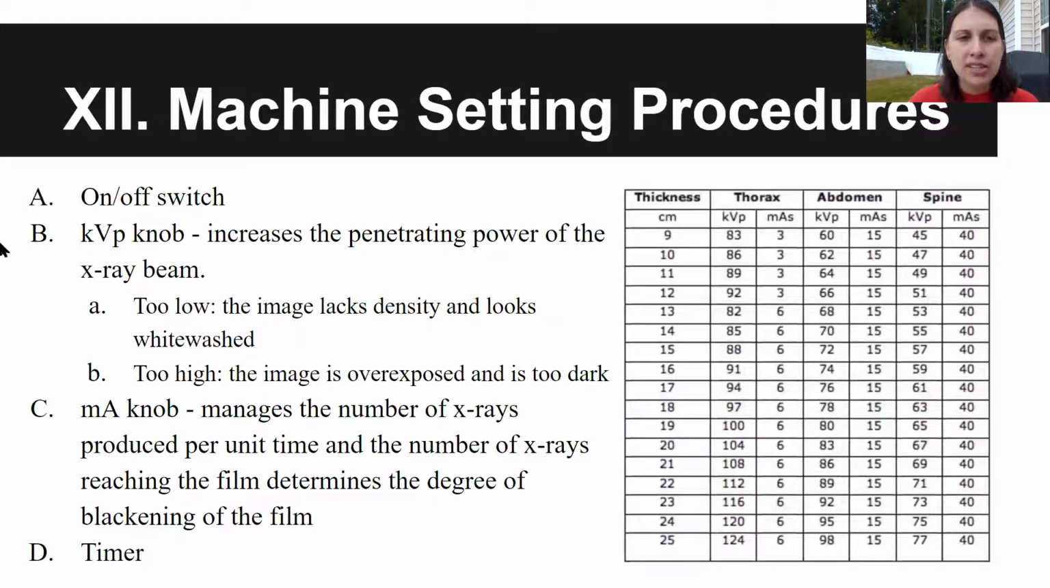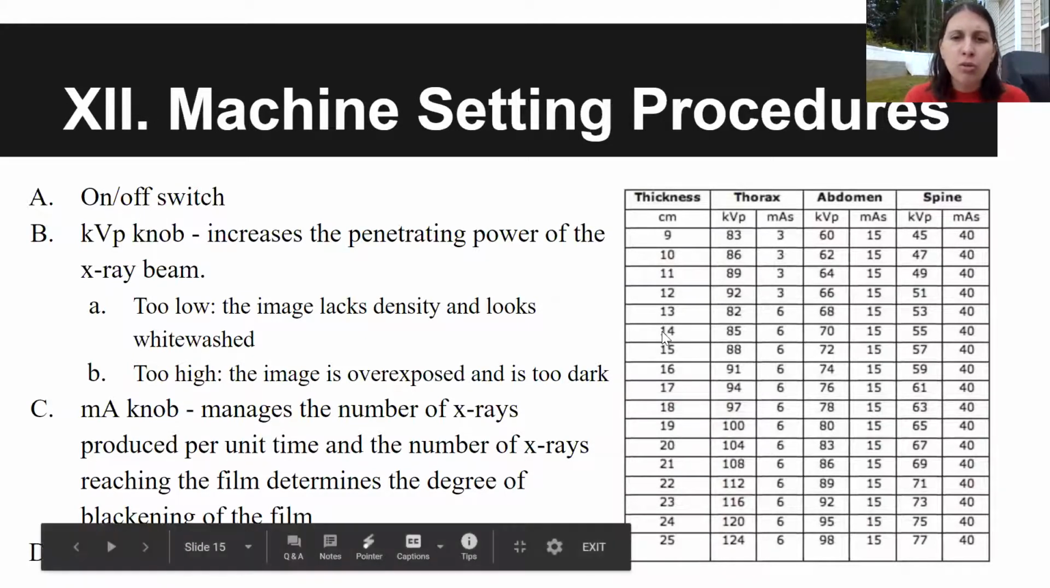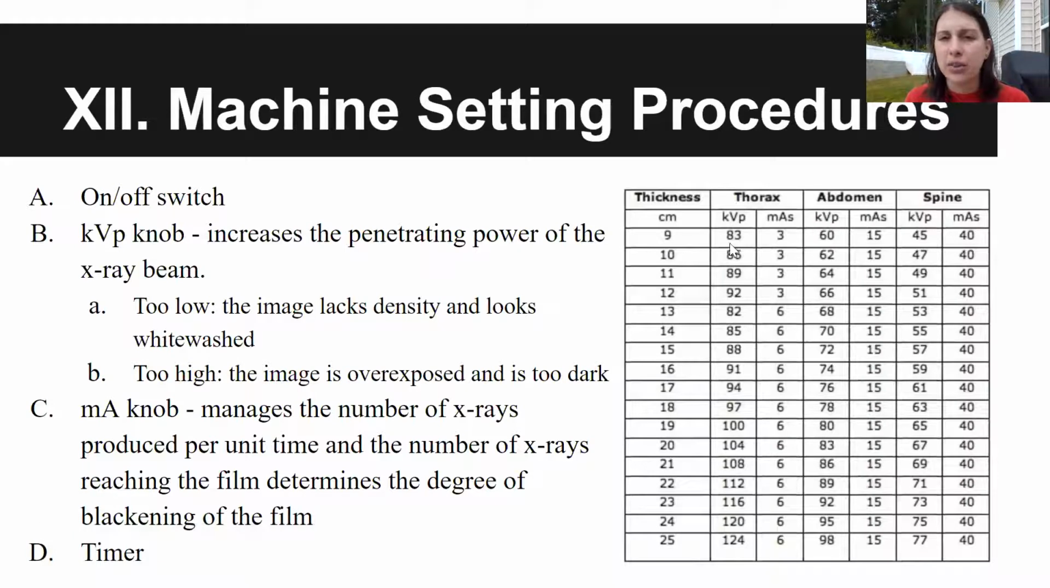The KVP knob increases the penetrating power of the X-ray beam. If it's too low, it's going to look whitewashed; it's not going to have enough exposure. If it's too high, it's going to be overexposed and way too dark. That's why you have the chart right here that gives you guidelines. If the animal laying on its side is 15 centimeters thick, then depending on whether you're taking an X-ray of the thorax, the abdomen, or the spine, you set the KVP accordingly. If you're taking an X-ray of the thorax, you probably need to set the KVP to 88. However, if you're doing an X-ray of the spine, the KVP probably needs to be 57.